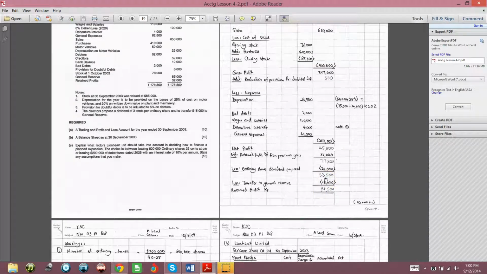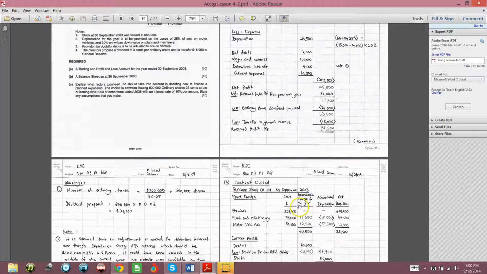Okay, so all your premises, 325, plant and machinery, this one you get from our question, premises, plant and machinery. And then motor vehicles is also from the question. Then okay, beginning of the year depreciation is actually given here. This one is depreciation on plant and machinery.